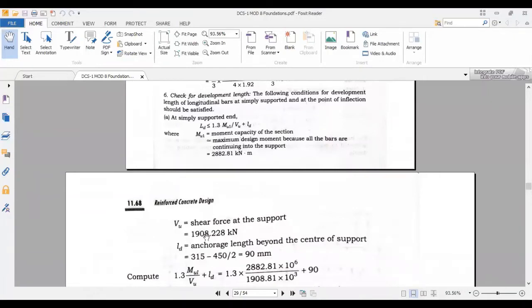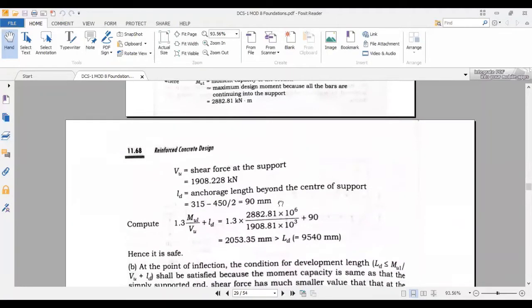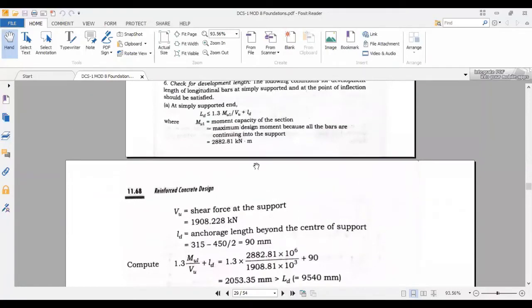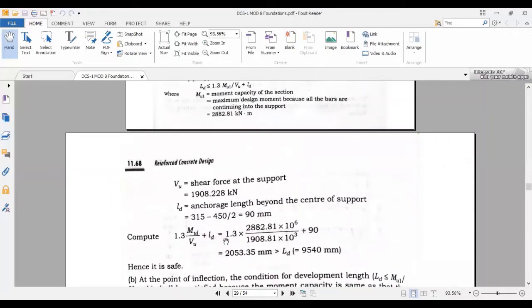Vu is shear force at the support and we found it to be 1908.228 kilonewton, and L0 is anchorage length beyond the center of support and the value is given by 315 minus 450 by 2. So it becomes 90 mm. So putting in all the values here, we get 1.3 Mu1 upon Vu plus L0. This will give the value of capital LD. So putting in all the values, we get the value of capital LD as 2053.35 mm.